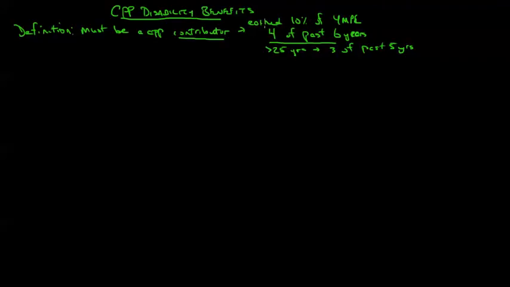And 10% of YMPE is not a huge amount of earnings. YMPE is typically, it's been historically for the last few years anyways, around $50,000 a year. So you're looking at least $5,000 of annual income roughly to qualify. But the really restrictive part here is not having contributed. It's that your definition has to be, or your disability has to be defined as being both severe and prolonged.